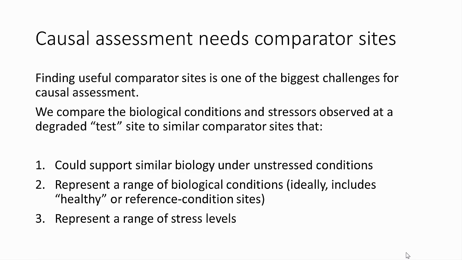We've identified about 3 criteria that we think are valuable in a comparator site data set. One, you want your comparator sites to support similar biological condition, that is, if they were in unstressed circumstances. Two, the comparator sites should represent a range of biological condition, and preferably you include sites in your comparator data set that meet your desired objective. For example, it's in reference condition if that's your objective. And 3, you want to know that your comparator sites represent a range of different stress levels.